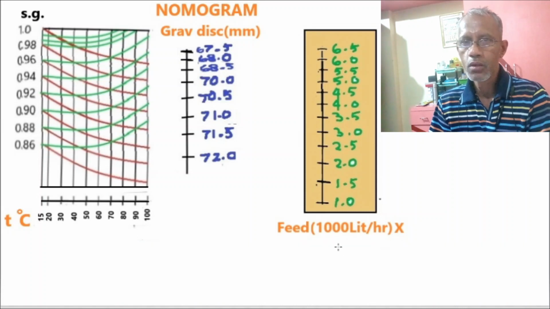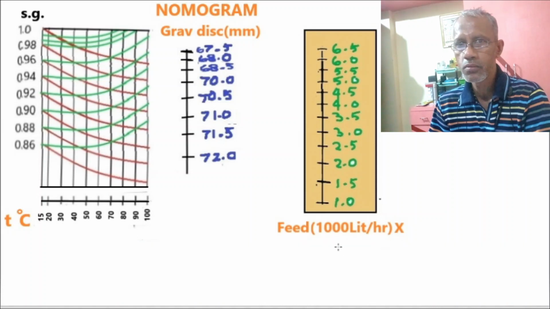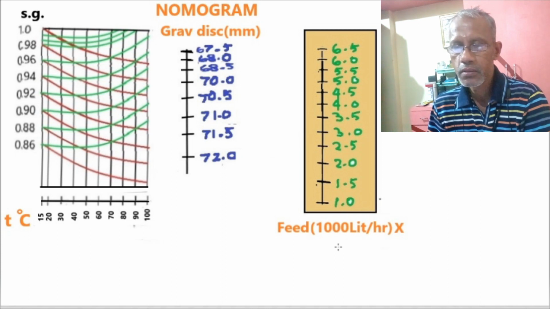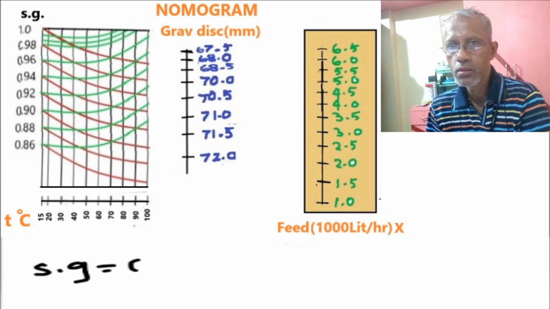So gentlemen, we have already seen the changes of the gravity size due to the change in the specific gravity, and now we'll see the change in the gravity size due to the changes in the separating temperature and also the changes in the rate of fluid. So first let's go into the changes in the gravity size due to the change in the separating temperature. Specific gravity is to be kept constant at 0.98.